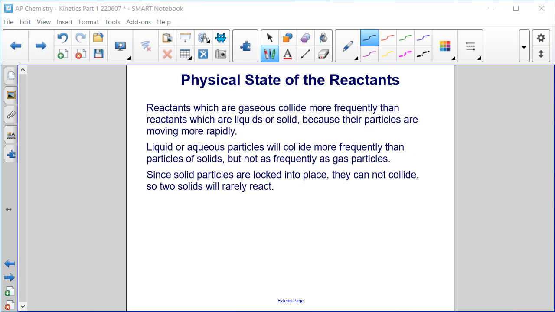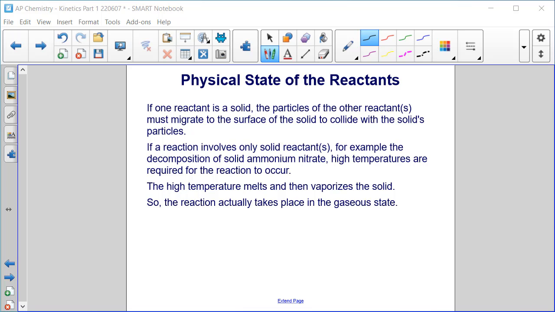The first factor we'll discuss is the physical state of the reactants. Reactants which are gaseous collide more frequently than reactants which are liquids or solids, because their particles are moving more rapidly. Liquid or aqueous particles will collide more frequently than particles of solids, but not as frequently as gas particles. Since solid particles are locked into place, they cannot collide, so two solids will very rarely react.